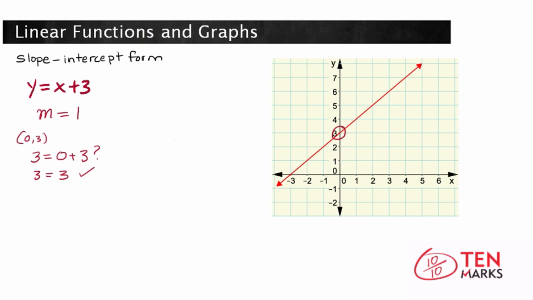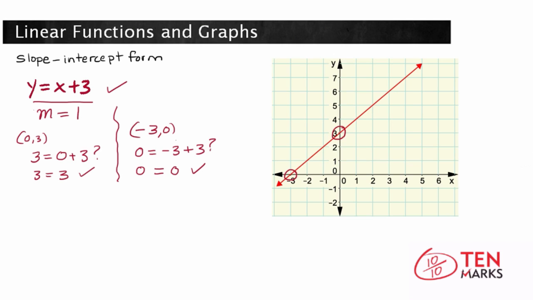Now you can check a second point. Let's look at the x-intercept. Negative 3, 0. So negative 3, 0 is a point that should be on this line and satisfy this equation. Again, let 0 equal y and plug negative 3 in for your x value. Looking at this equation, the question is, does this work? 0 equals negative 3 plus 3, which is 0, and it does work. So that tells us that these 2 points are on this line, and therefore this is the equation of the line.